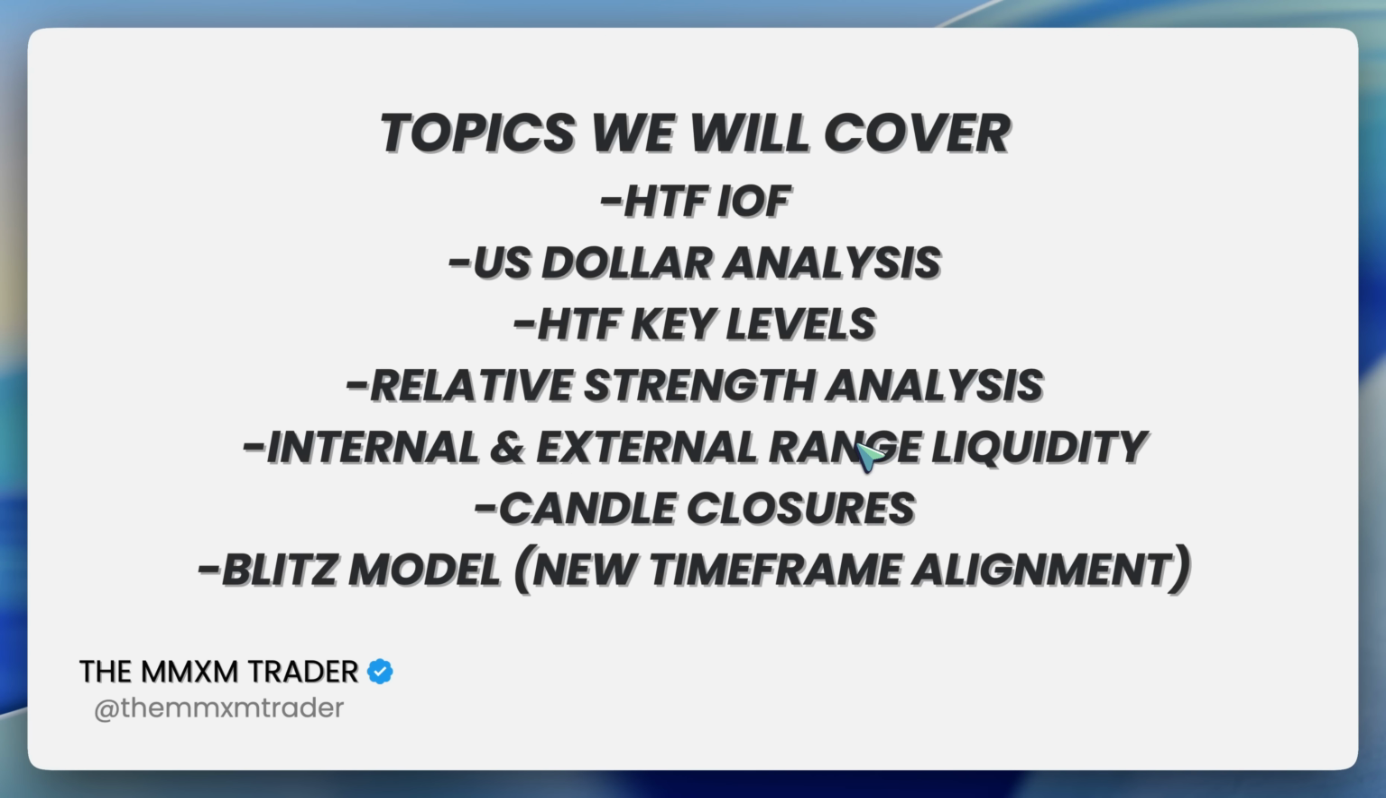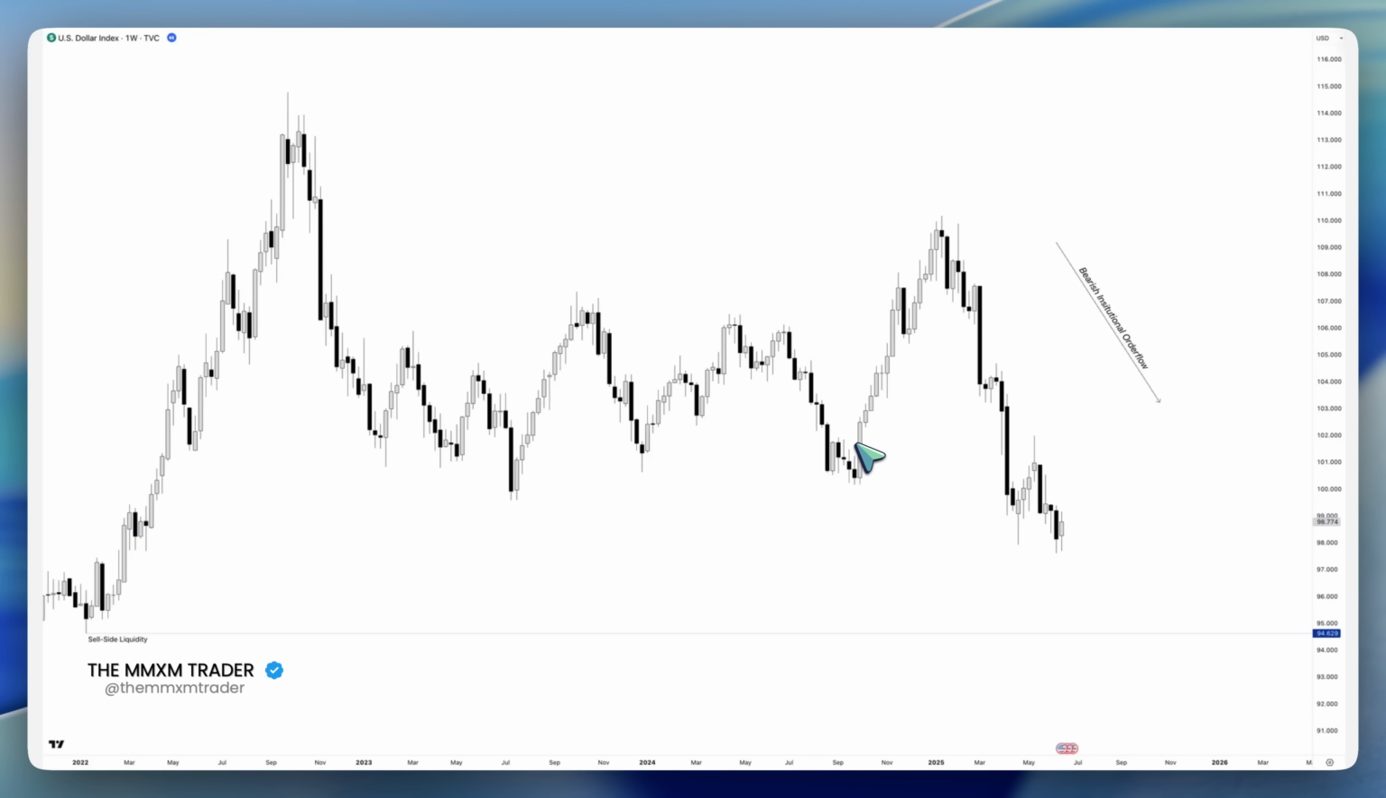Starting off with the topics, we will cover high time frame institutional order flow, US dollar analysis because this was a forex trade on GU, high time frame key levels, relative strength analysis between EU, GU, and the dollar index, so SMT, internal and external range liquidity, candle closures, and of course Blitz model with a new time frame alignment. So we're going to fractalize it even more.